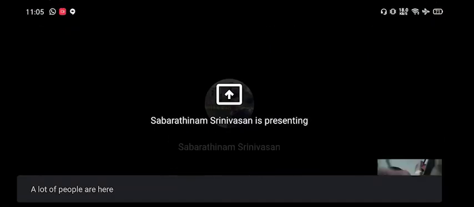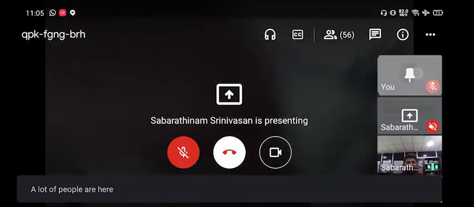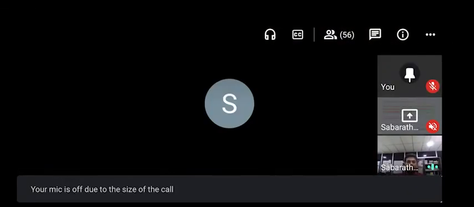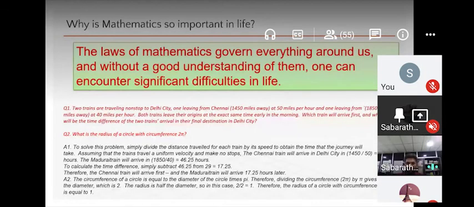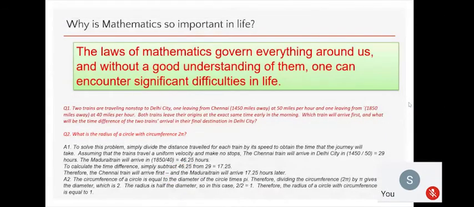One train starts from Chennai and another train starts from Madurai. They are approaching the same destination, Delhi, but they start at different distances. The Chennai train starts at 50 miles per hour, and the Madurai train starts 1850 miles away from Delhi, at 40 miles per hour. So someone asks which train arrives first, and what is the time difference between them.